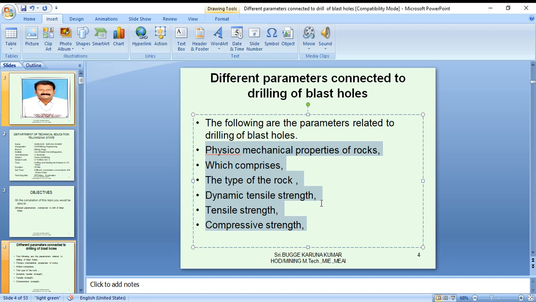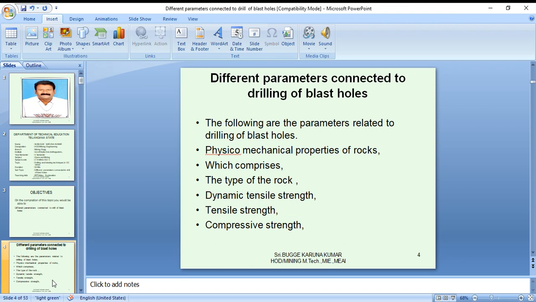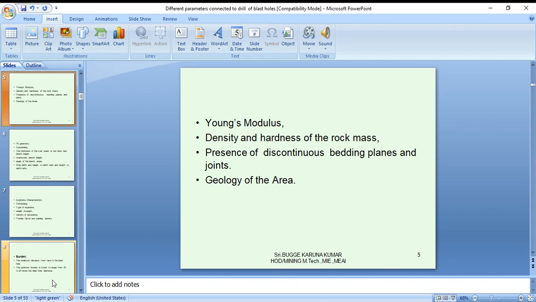So according to that, you can decide which type of holes to make, whether small holes or big holes, or depth-wise, and the drill machine to be used also depends on these parameters. So the rock physical and mechanical properties are also one of the important parameters for blast hole design. And also the Young's modulus.